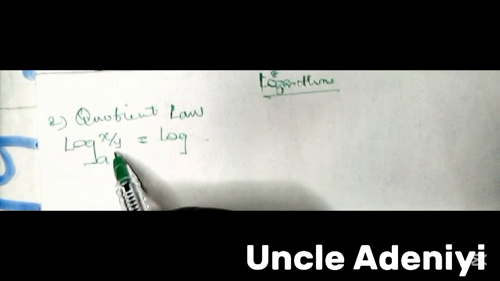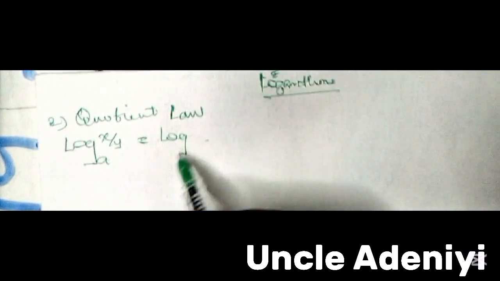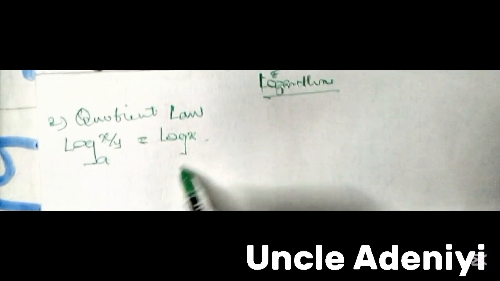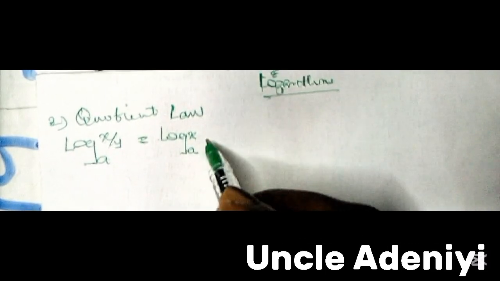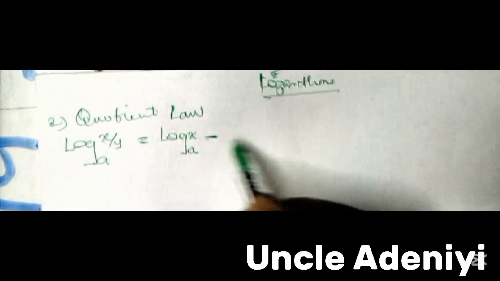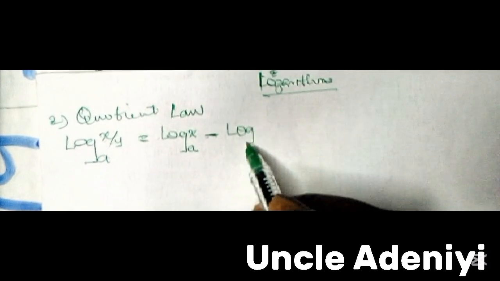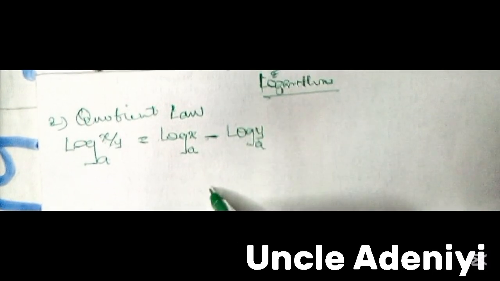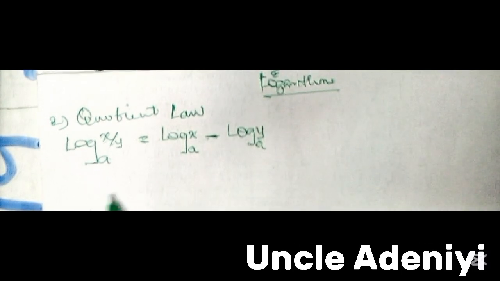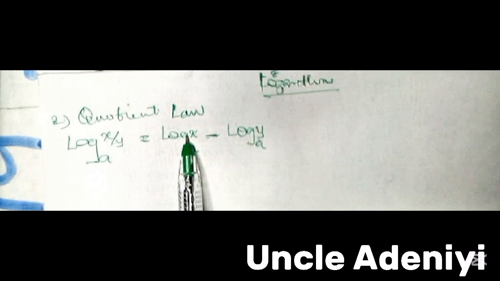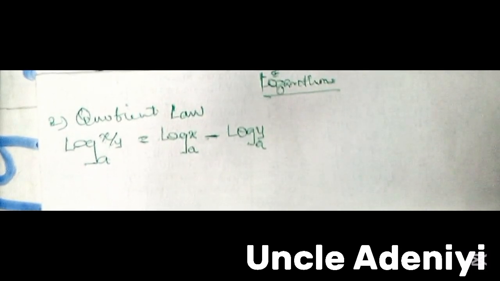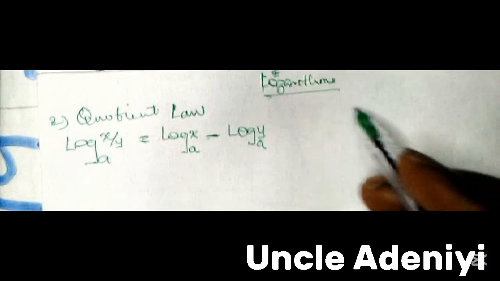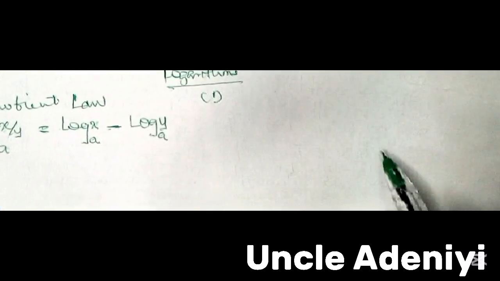You take it and separate it like we have been separating it. Take the first one, log x. They have the same base, the base a. This divided sign will turn to minus, right? Then take the second one, log y base a. So it's very simple. Wherever you see log x over y base a, you separate it: log x base a minus log y base a. It's very simple.